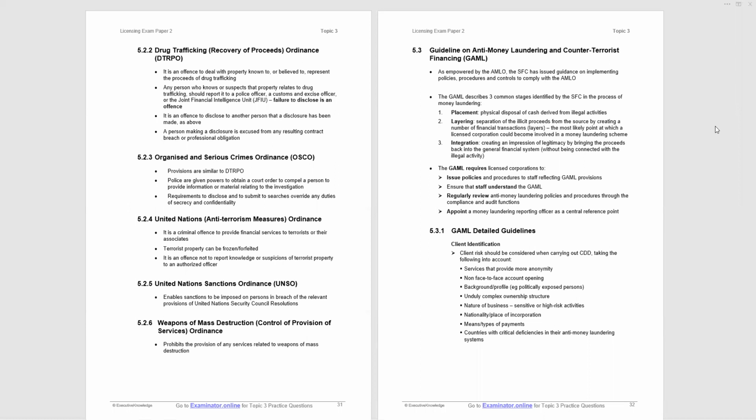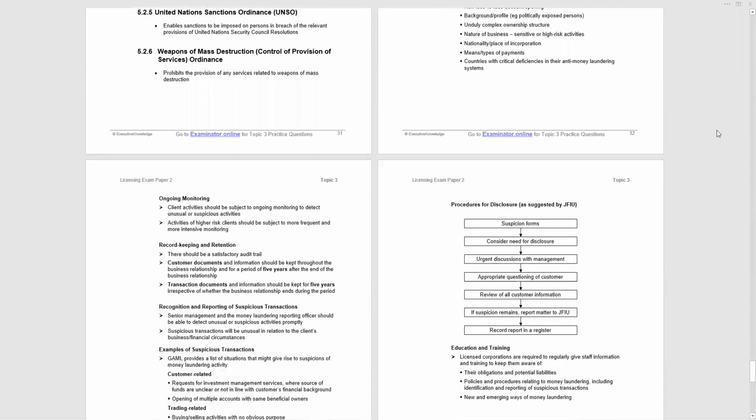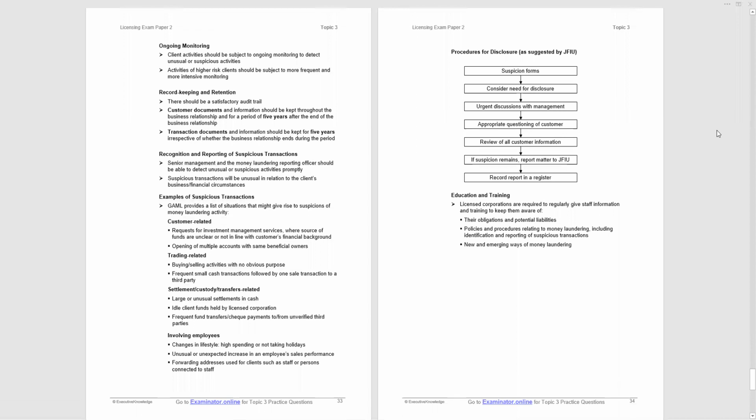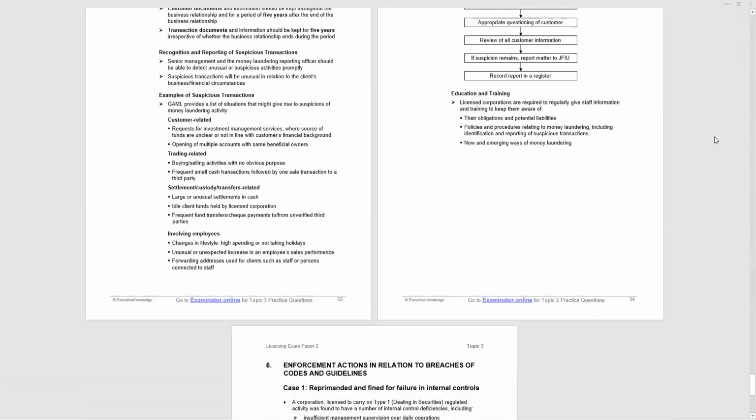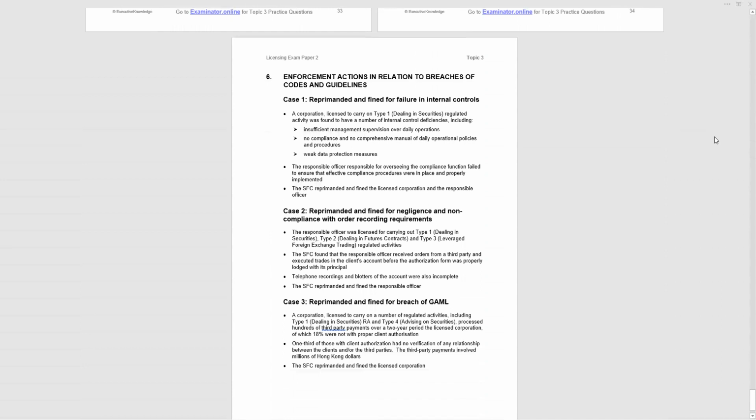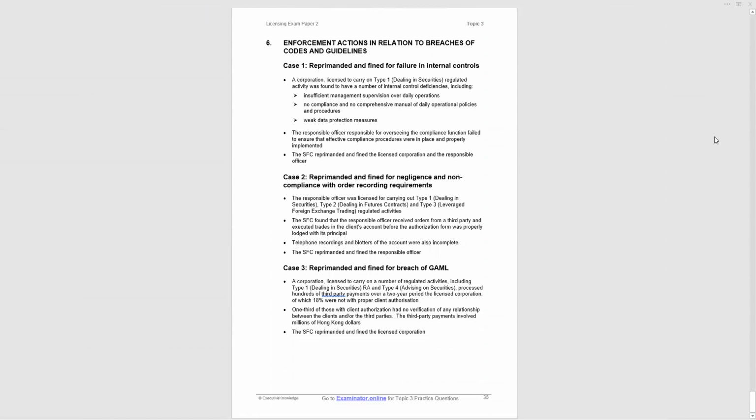Now, thankfully, we don't have to walk around with an in-depth knowledge of these ordinances because the SFC have provided a guideline on anti-money laundering and counter-terrorist financing, GAML. And you will have covered this if you've done paper 1. If not, I'm sure you are familiar with a lot of the material from in-house training and regulatory monitoring. So let's leave anti-money laundering. Indeed, we're going to be leaving topic 3 very shortly.